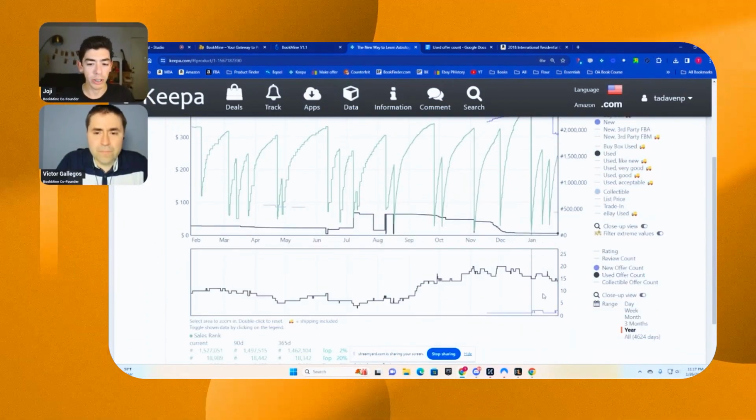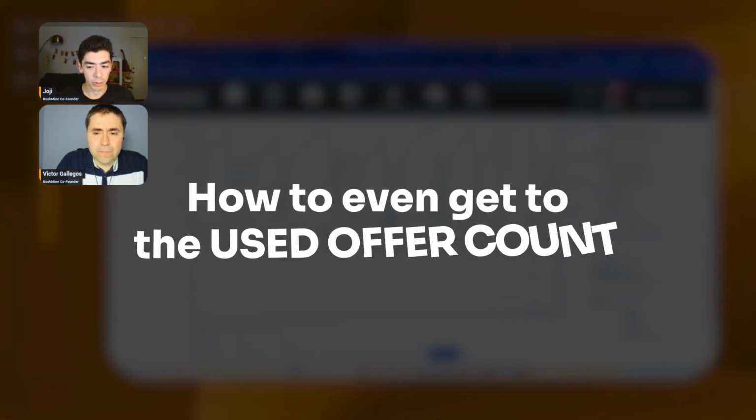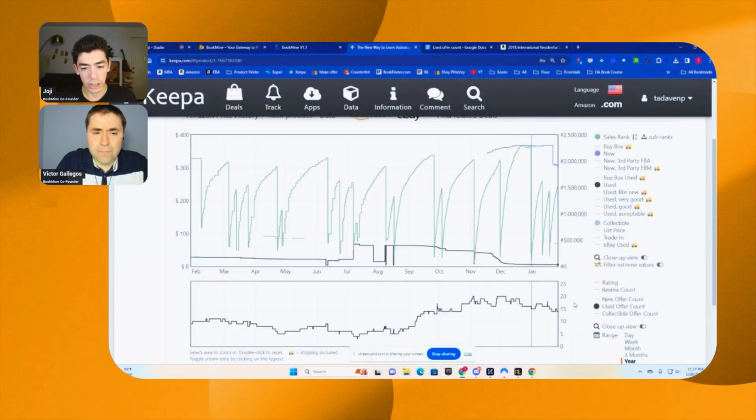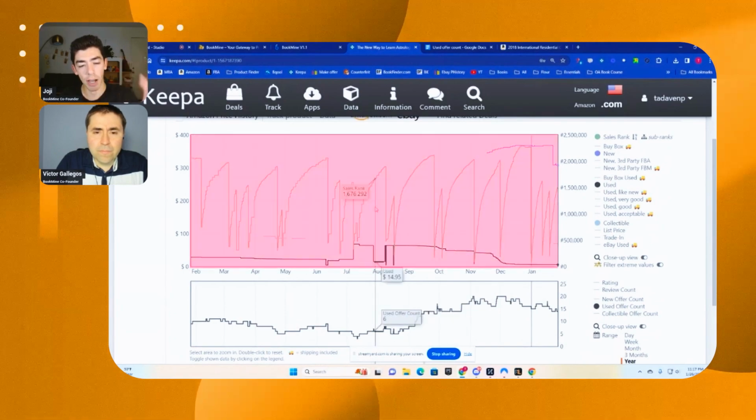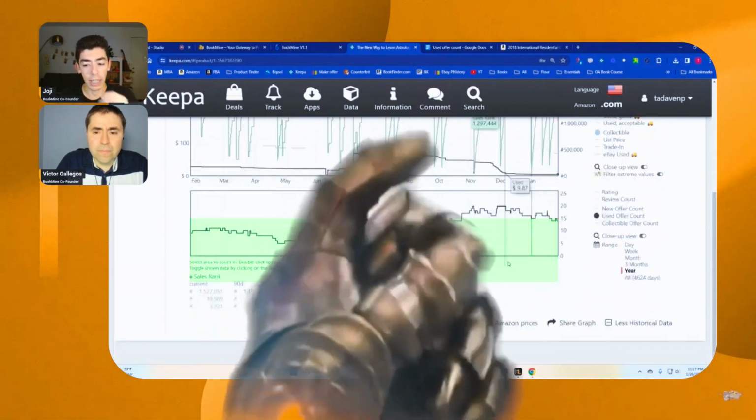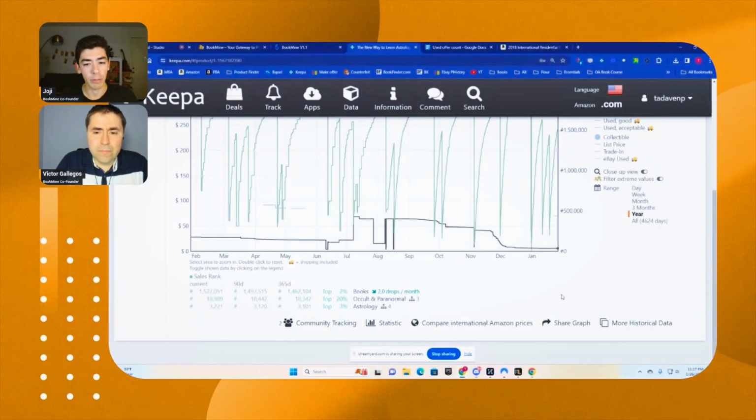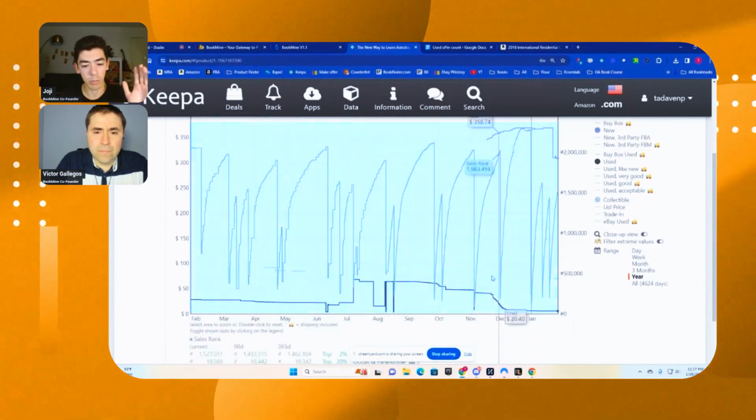But the first thing we want to do is show you how to even get to the used offer count. Like Victor just mentioned, the used offer count is not going to be on this top graph. It's actually going to be on the bottom graph. And you're not even going to be able to see that when you first sign up for Keepa. You're just going to see one graph like this.